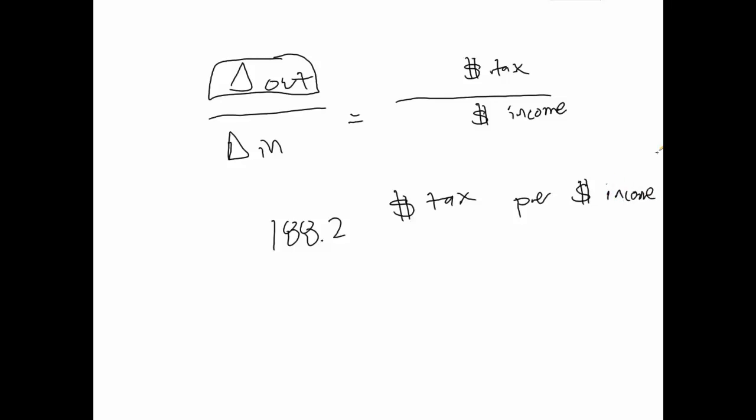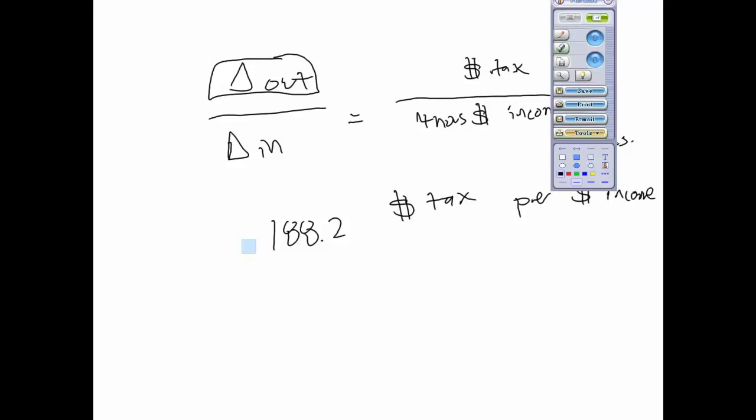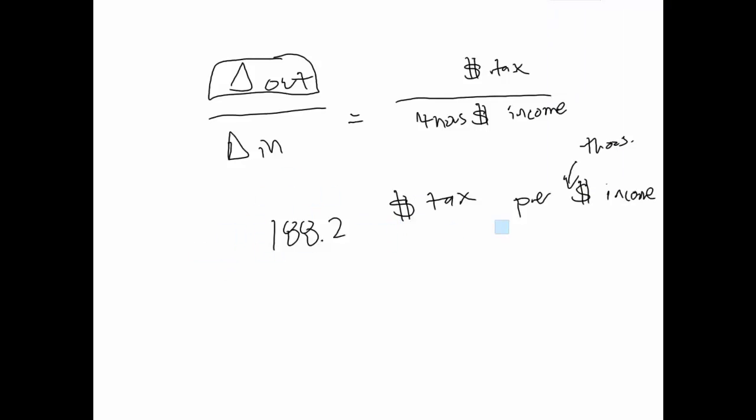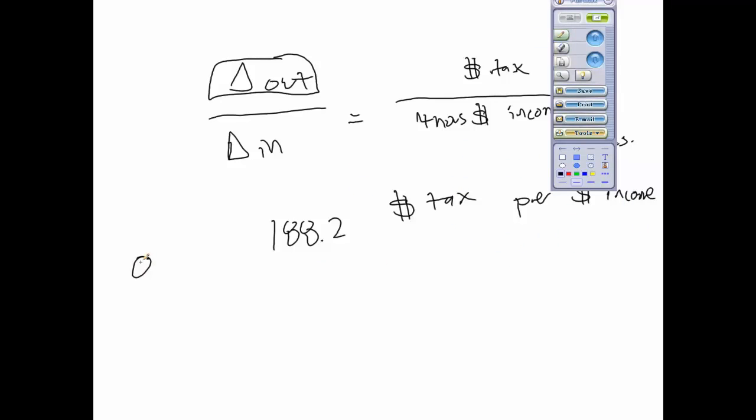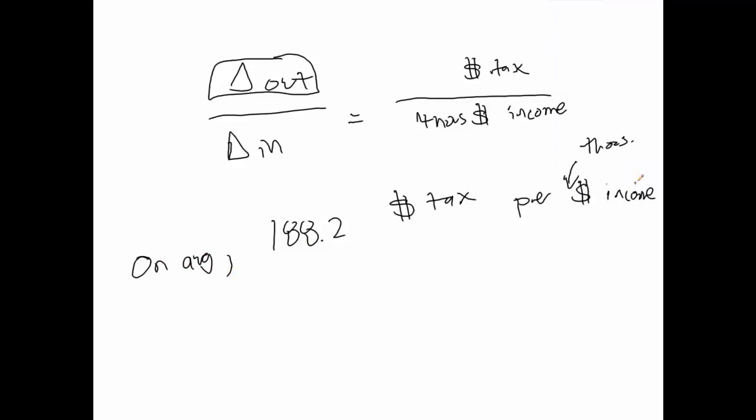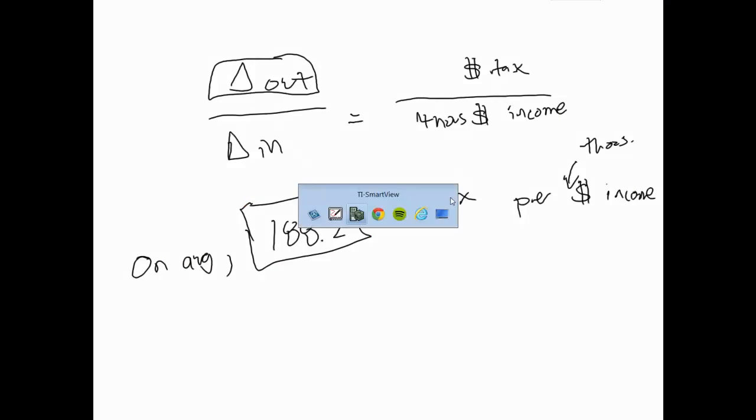And excuse me, this shouldn't be dollar of income, this should be thousands of dollars of income, right? Because the income in our table is measured in thousands of dollars. So on average, a person pays about $188.20 of taxes for every $1,000 of income. I'll say it again: $188.20 in taxes for every $1,000 of income. And that's on average, right? That's not true for everybody, but it's true for the average of all people. So if you know you're going to make a certain dollar amount, you can probably estimate what you're expected to pay.